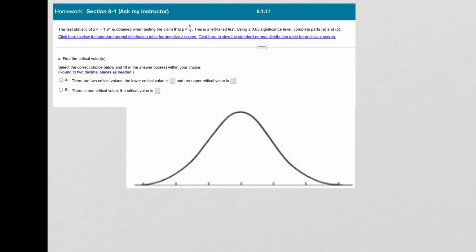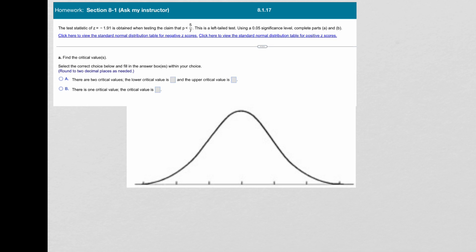In this problem, we're told that we have a test statistic of z equals negative 1.91, and that is obtained when testing the claim that p is less than 5/7. And then they tell you this is a left tail test. We could tell that from the p is less than 5/7.